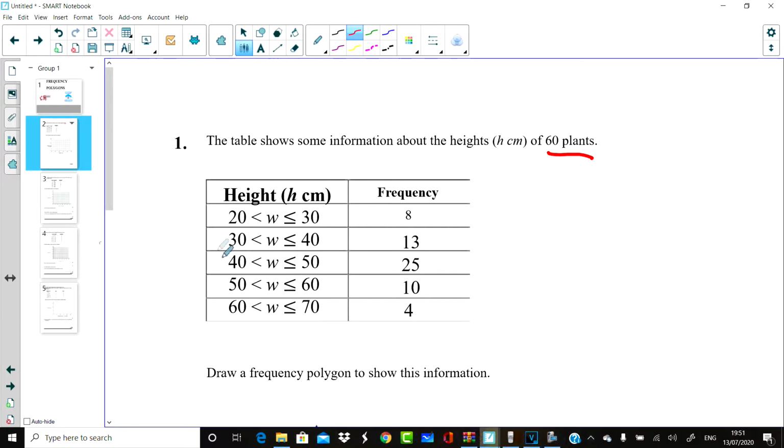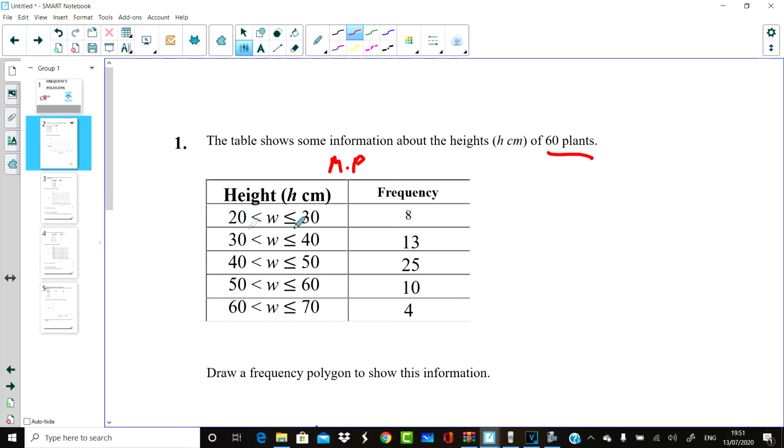So when it comes to drawing frequency polygons, the first thing we do is we don't plot any of these numbers here. We in fact plot the midpoint against frequency. So what we need to do is actually make a separate column and write midpoint, MP for short. We're going to plot the midpoint on the x-axis and the frequency will be on the y-axis.